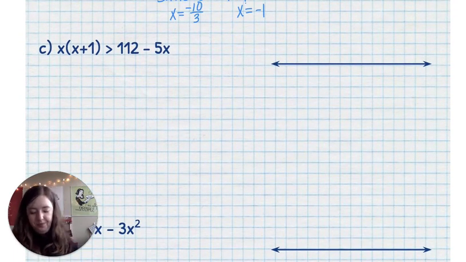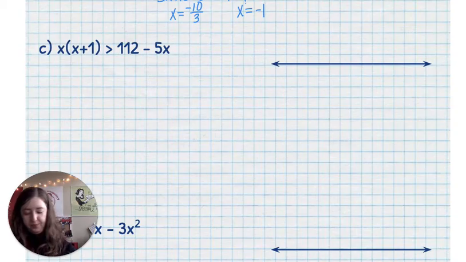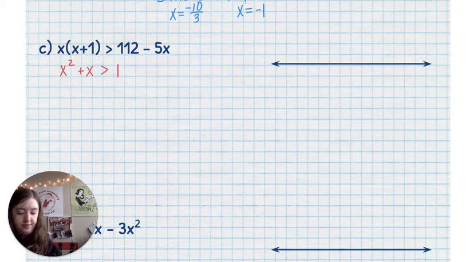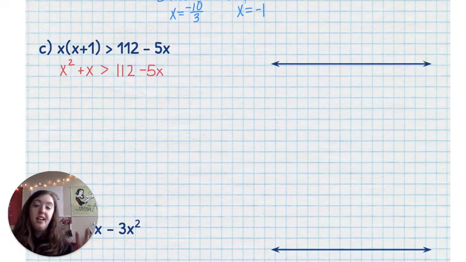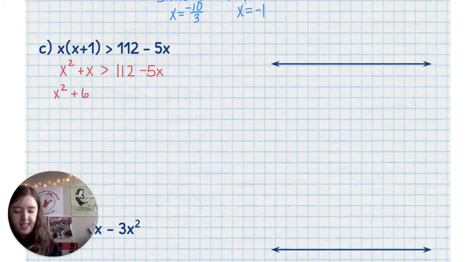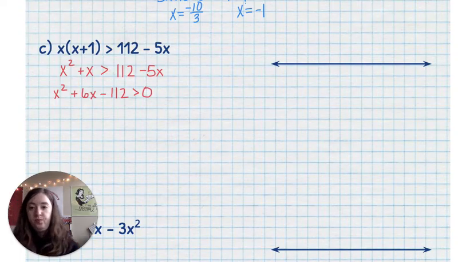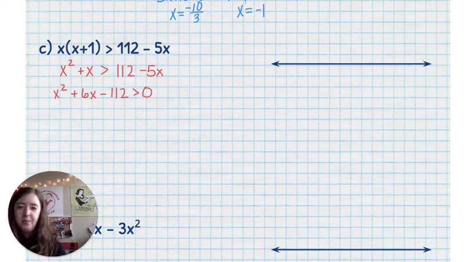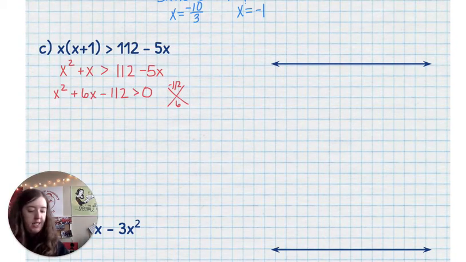Good deal. This one's a little bit different. So I'm going to distribute out my x. Then I'm going to bring everything to that left side. So I'm going to add 5x to both sides, and I'm going to subtract 112 from both sides. Now I'm going to start factoring. What's two numbers that multiply to negative 112 and add to positive 6? That ends up being positive 14 and negative 8.